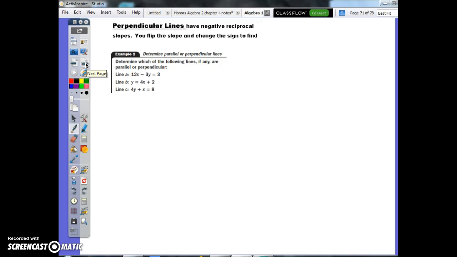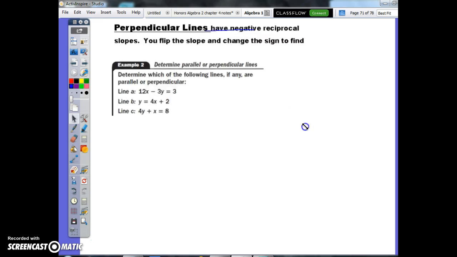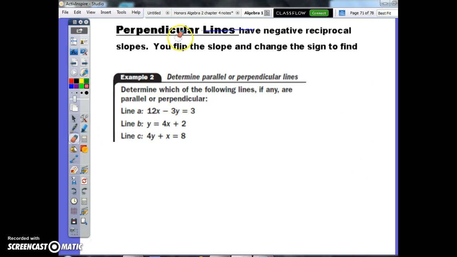Now we're talking perpendicular. They have negative reciprocal slopes. You flip the slope and change the sign. To determine which of the following, if any, are perpendicular, let me make this a little bit bigger. Okay, so first up, we need to place all equations into y equals mx plus b. Place all equations into this form.